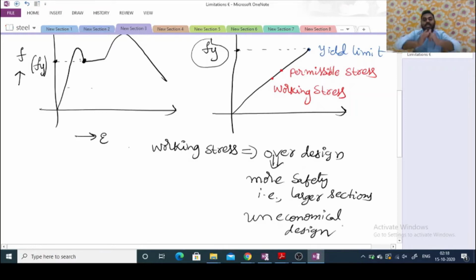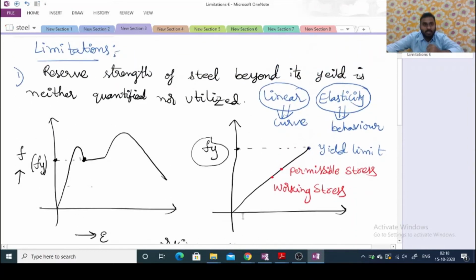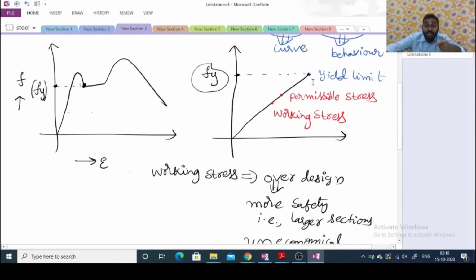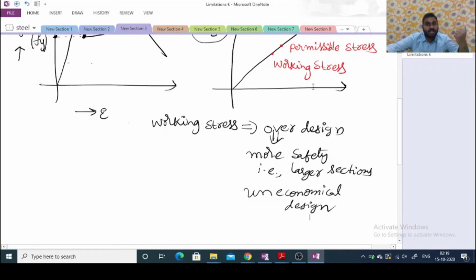This is also a major drawback because of non-consideration of the reserve strength of steel beyond its yield in the working stress method. These are the limitations. First, we discussed that working stress less than permissible stress is not valid in all cases or all effects, like mainly in minor effects it is going to fail. But in design we consider that working stress should always be less than permissible stress, and so we are not considering stability criteria. We are going to consider only serviceability criteria.